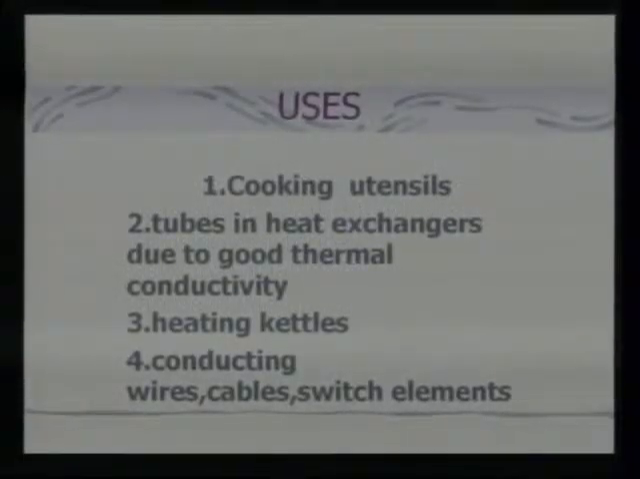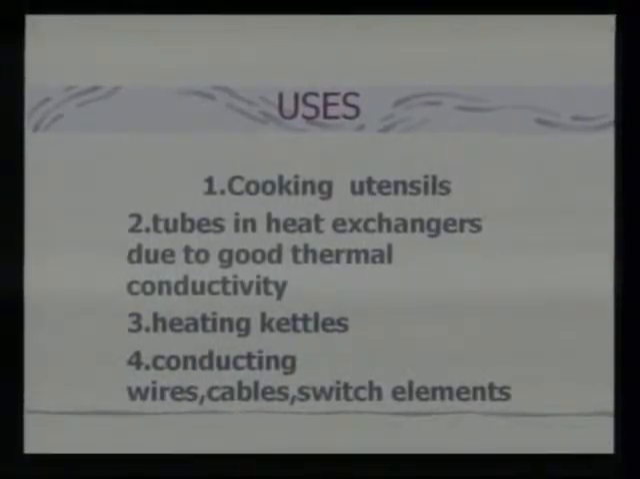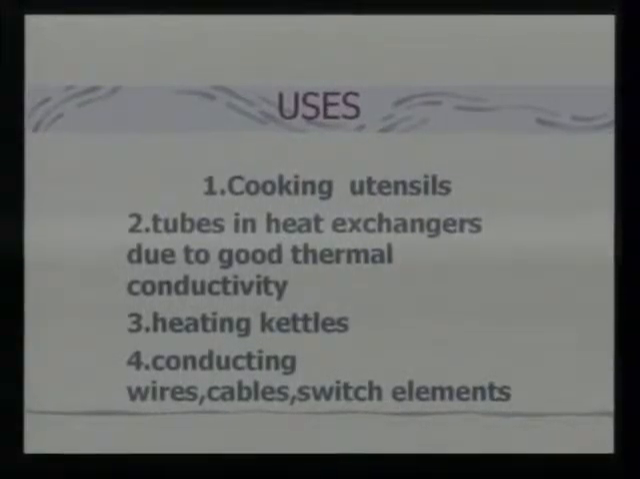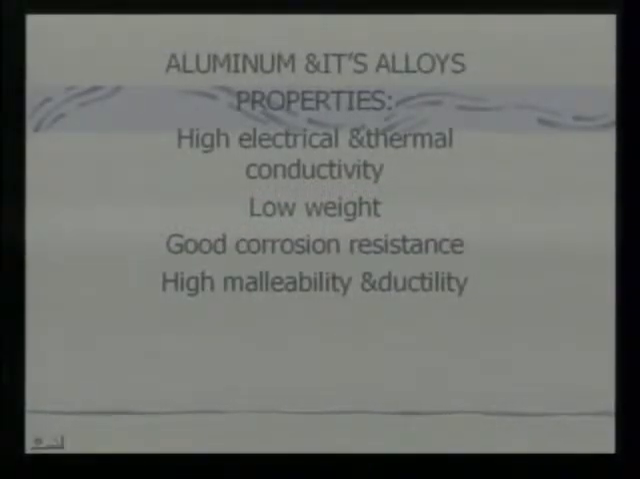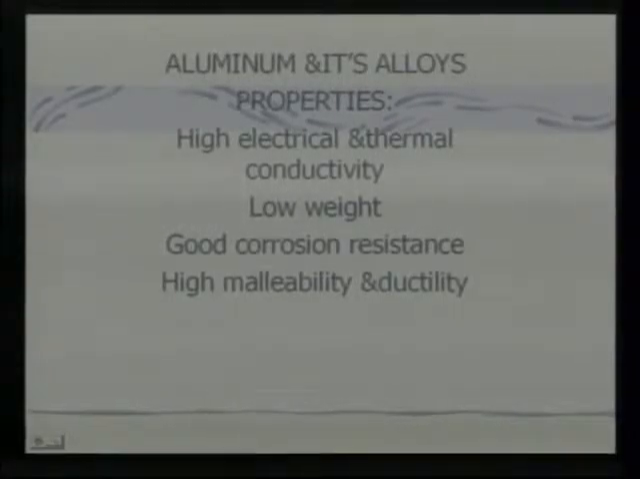Next, coming to the uses, number one, cooking utensils, tubes in heat exchangers due to good thermal conductivity, heating kettles, that is tea making containers, conducting wires, cables, switch elements. Brasses and bronzes are the different alloys of copper. Aluminium and its alloys. Properties are like this: high electrical and thermal conductivity, because of this they are used for making current wires; low weight, good corrosion resistance, high malleability and ductility.